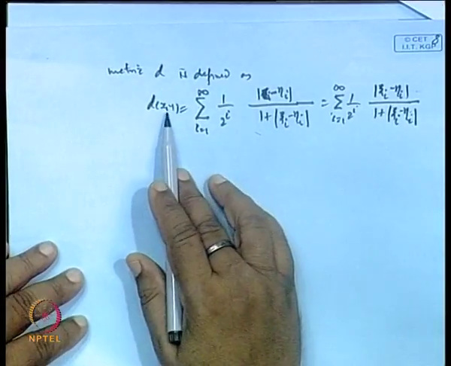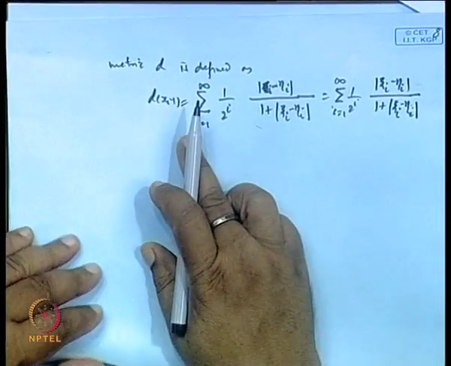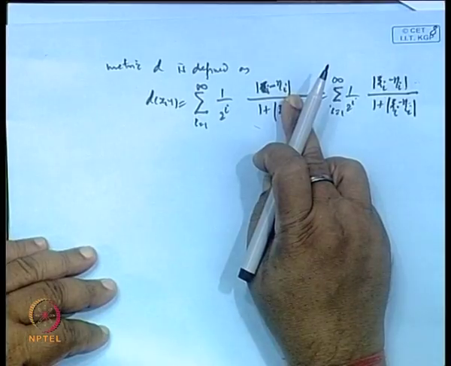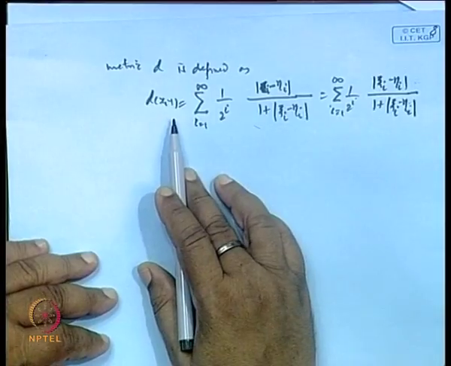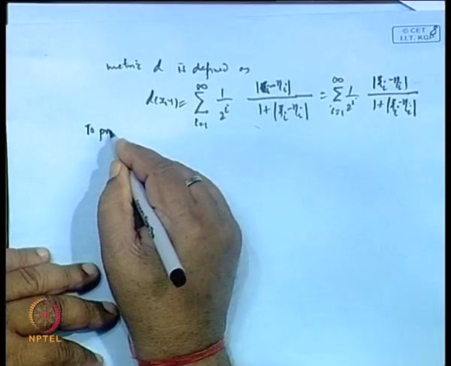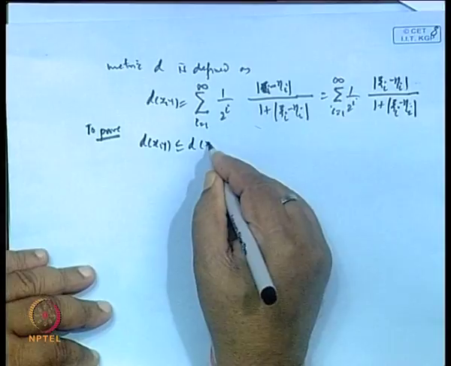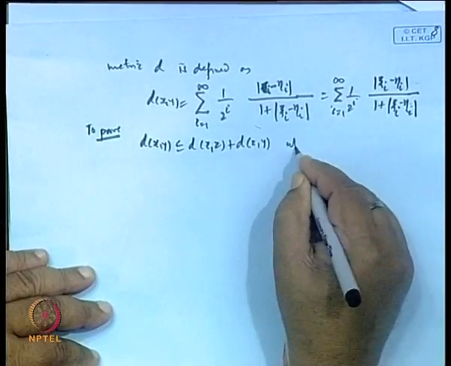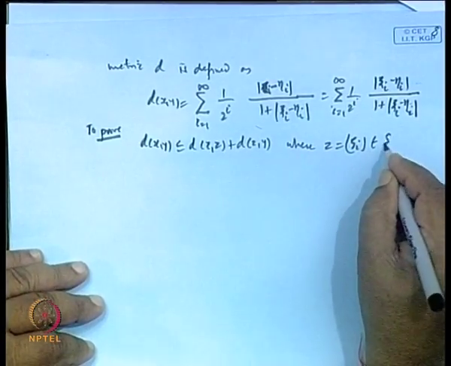Third, we can interchange the position of x and y, still there is no loss of generality, because we can take the xi and eta interchanged. If I change, then because of the modular sign it is not affected. Then the fourth inequality, the triangular inequality, requires us to prove d of x y is less than or equal to d of x z plus d of z y, where z is zeta i belongs to S.